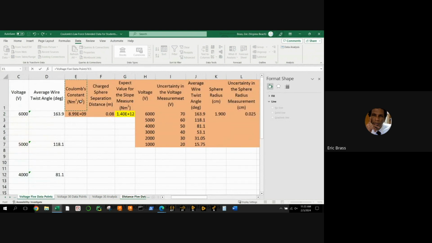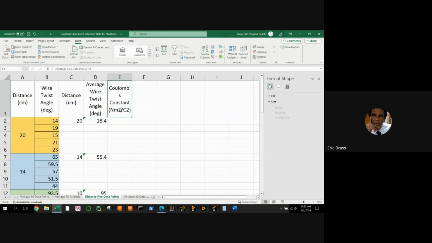Here's Coulomb's constant. Instead of me having to write everything, well, looks like I'm going to have to do it anyway. Coulomb's constant. And this is in newtons meters squared.